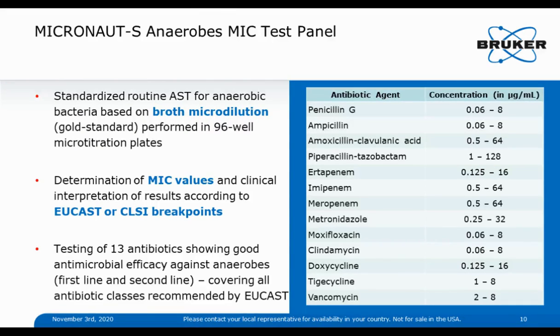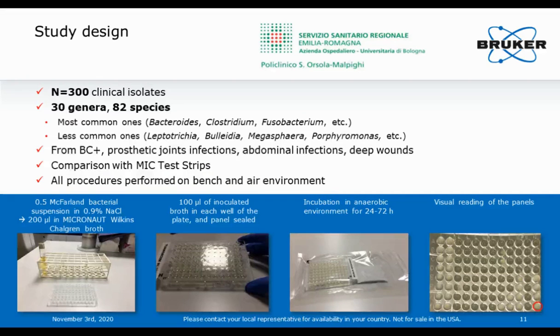To inoculate the panel, a modified Wilkins-Chalgren broth is used, which is pre-reduced before the use to better support the growth also of the most fastidious anaerobic species. Now let's take a look at the study design more in details.